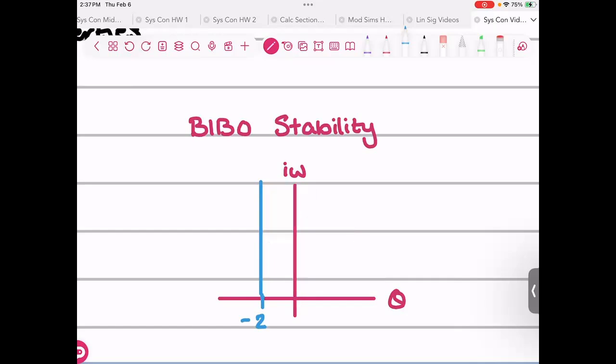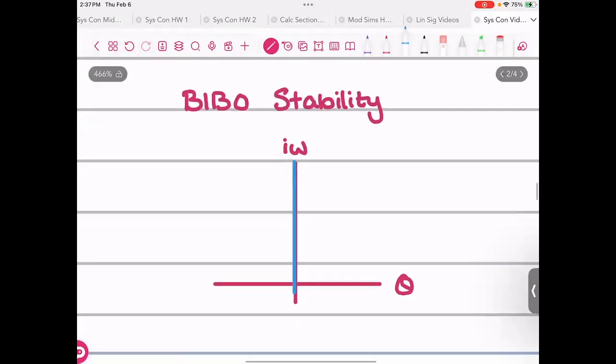However, if we were anti-causal and we were going to the left, it would not include the imaginary axis, it would not be BIBO stable. This is a trick I've noticed that they try to pull on some of the exams and maybe the homeworks. If you have a pole here at 0, it can never be BIBO stable with respect to that pole because the poles are never included in the ROC. So as a result, since 0 can never work, 0 is not part of the ROC, it's always going to be unstable if you have a pole at 0.